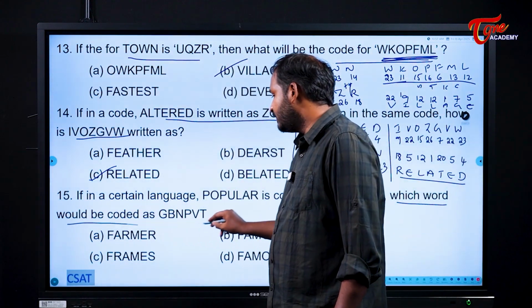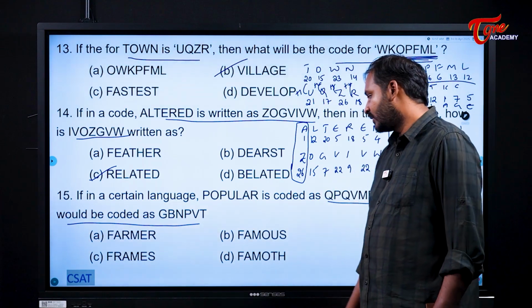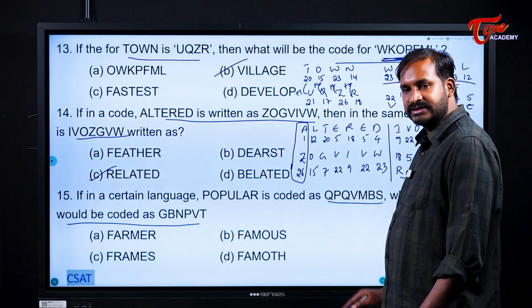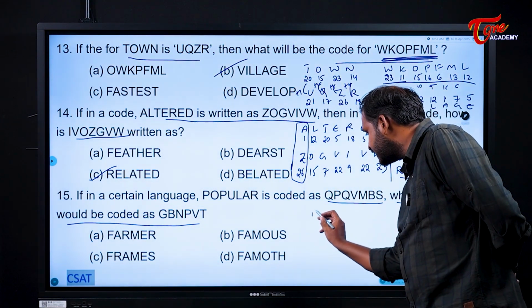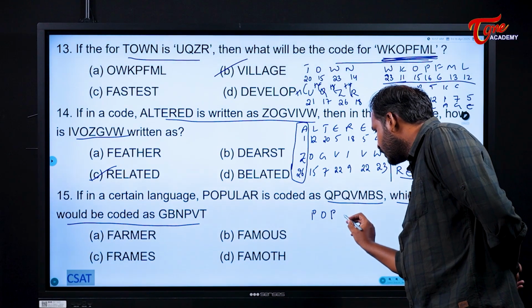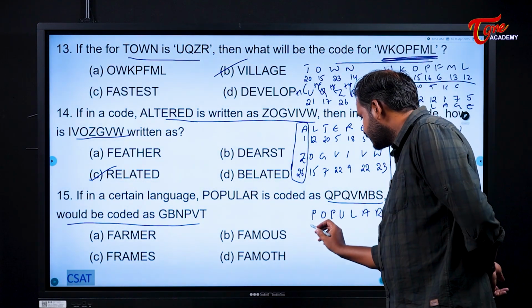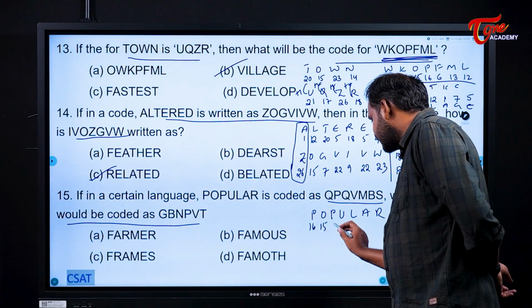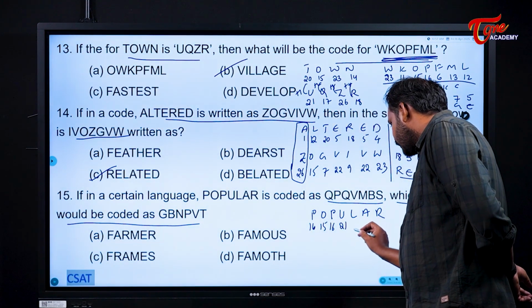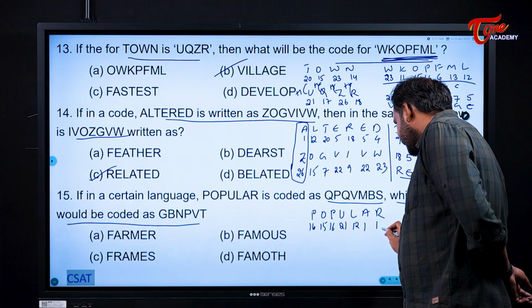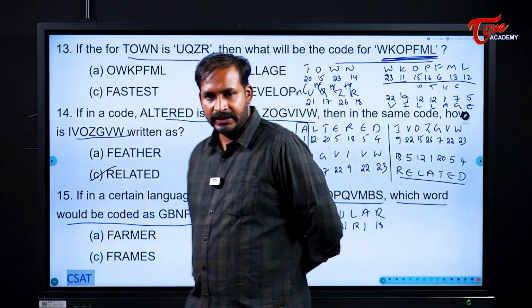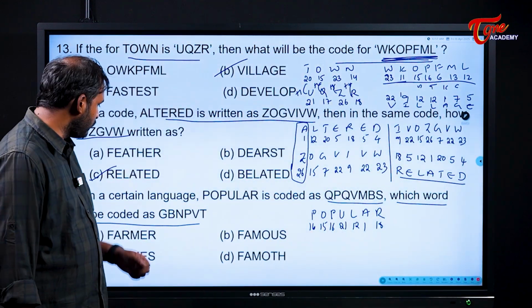Next one: if in a certain language popular is coded something like this, then which word would be coded as GBNVPT? Popular is coded as this one, right? So what happens to popular here? Please see here. POPULAR. How is it coded? 16, 15, 16, 21, 12, 1 and 18. This is how the word popular is coded.